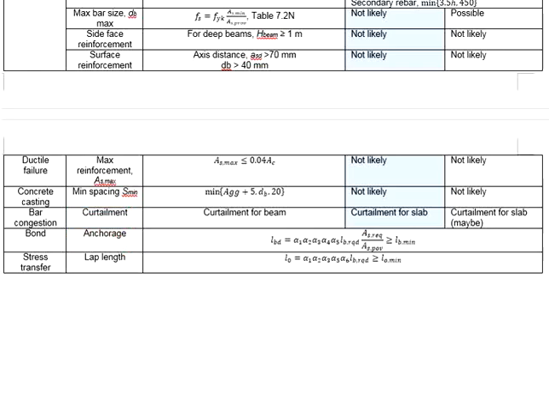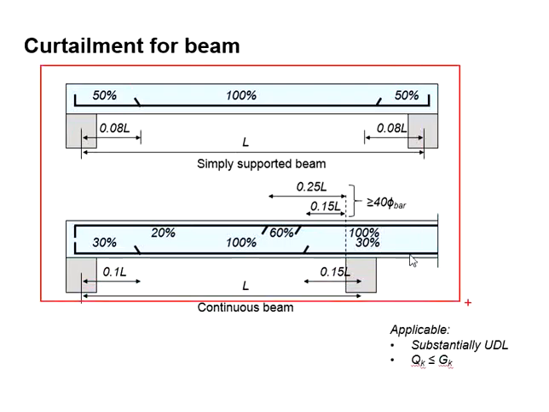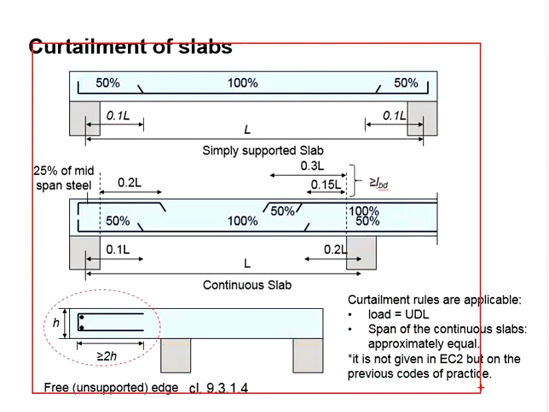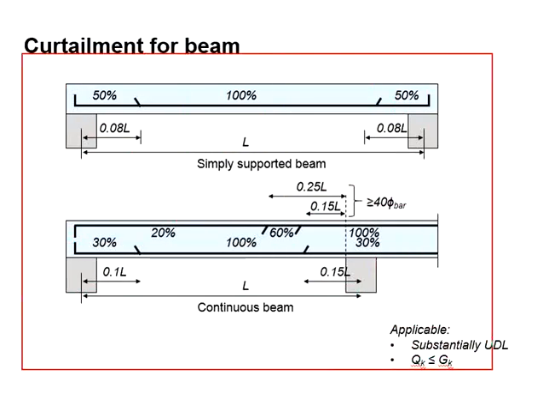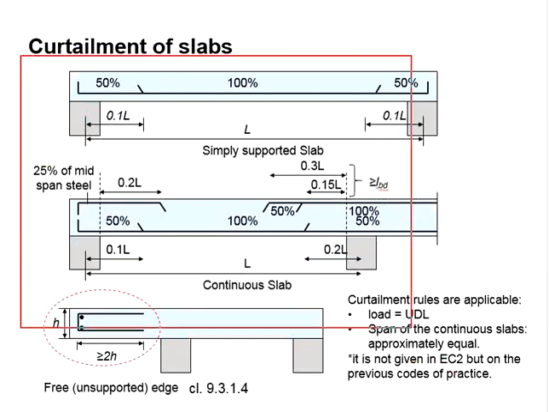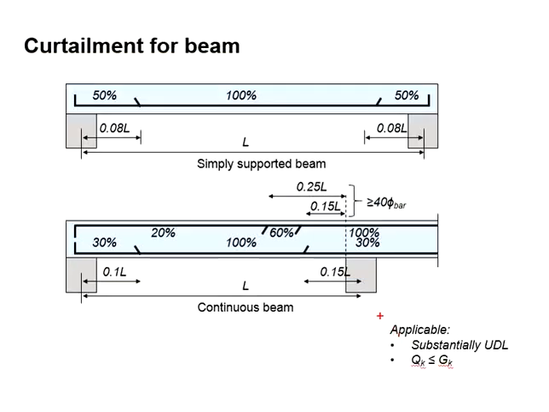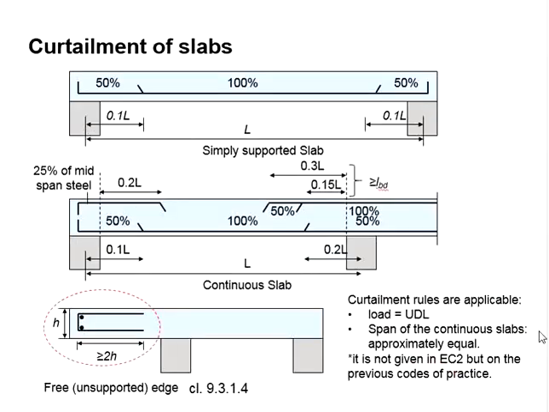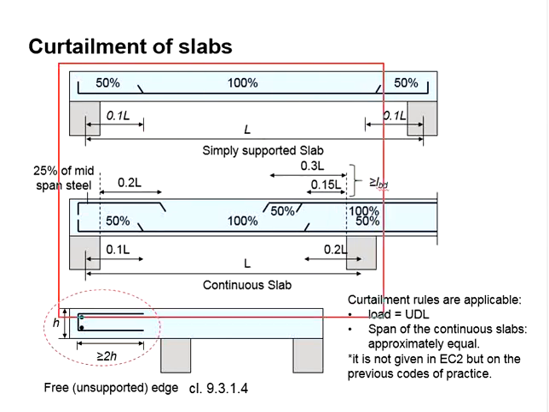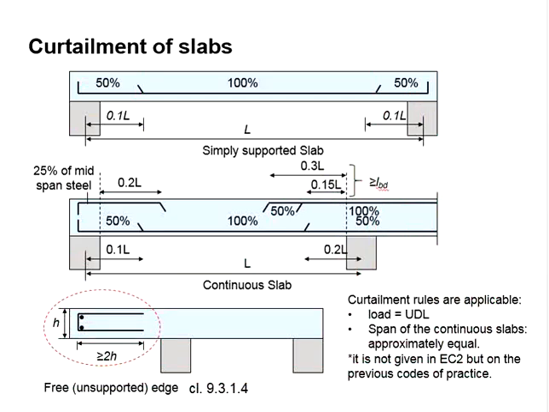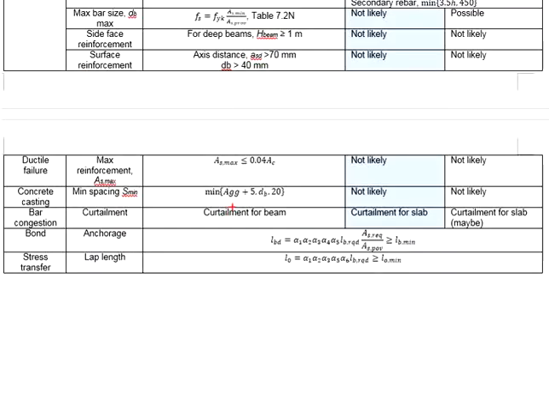This is about the curtailment. Bear in mind that there is curtailment for the beam and curtailment for the slab. They may look identical, but in fact they are different. This is the curtailment for the beam, and this is the curtailment for the slab. There are rules of application of the curtailment, both for the beams and for the slabs. And you should know that these curtailment rules are not given in Eurocode 2. They are based on the previous code of practice. So when you do the curtailments, make sure you are using the right one.